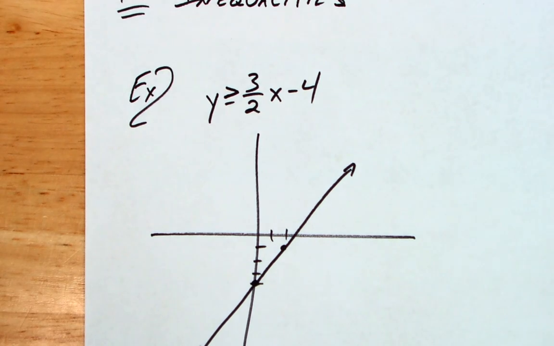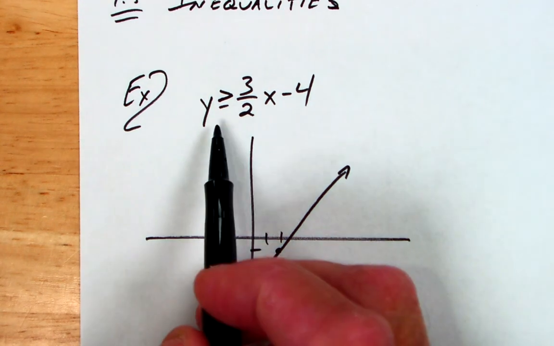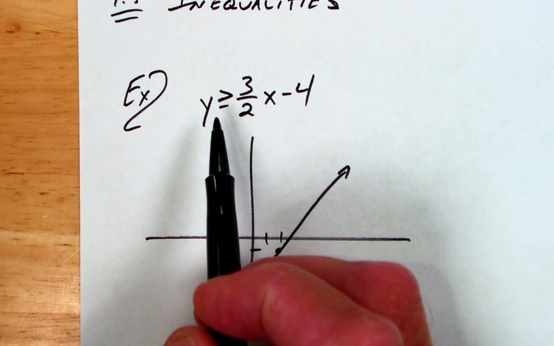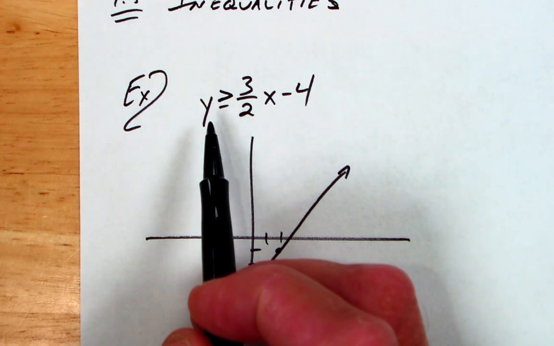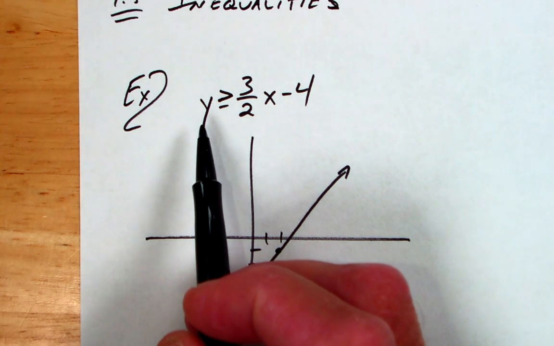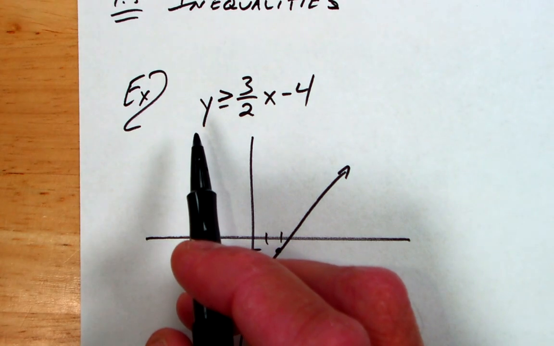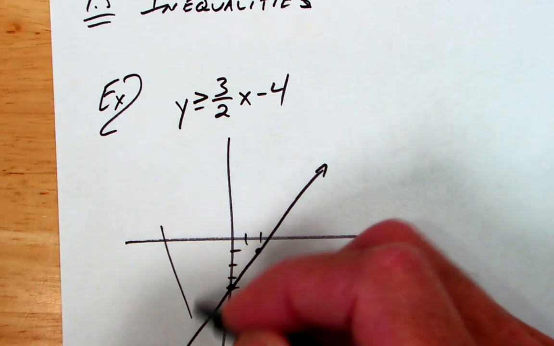Does anybody remember what I have to do next since it's greater than? Shade everything above it. I got to shade. Why above it? Because it's greater than. If the y is by itself, if it says greater than, shade above. If it's less than, shade below. But if the y is not by itself, you can't do that. So it's going to go like this.